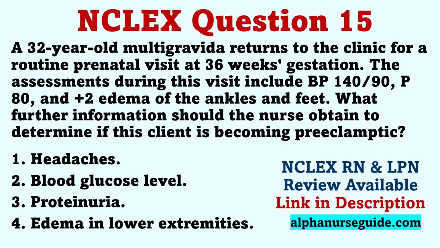The correct answer is 3. The 2 major defining characteristics of preeclampsia are blood pressure elevation of 140 over 90 or greater and proteinuria. Because the client's blood pressure meets the gestational hypertension criteria, the next nursing responsibility is to determine if she has protein in her urine. If she does not, then she may be having transient hypertension.